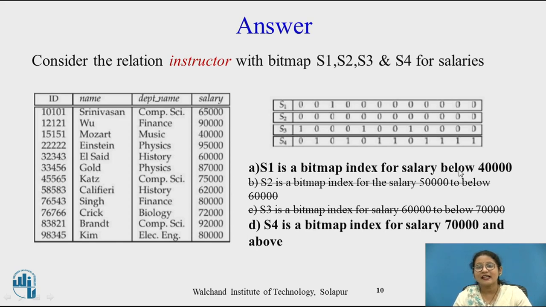S1 is a bitmap index for salary below 40,000. Am I correct? Yes. So only the 40,000 value is set here, 1. So correct. And the fourth one, S4 is a bitmap index for salary 70,000 and above. Okay, 1, 1, 1, 1, 1, 1, 1, 1, correct. So B and C. S2 is a bitmap index for salary 50,000 to below 60,000. No, all are zero. For a salary bitmap index for salary 50,000 or below, this must be 1, but this is 0, so this is wrong. And S3 is a bitmap index for salary 60,000 to below 70,000. This is also wrong. Okay.